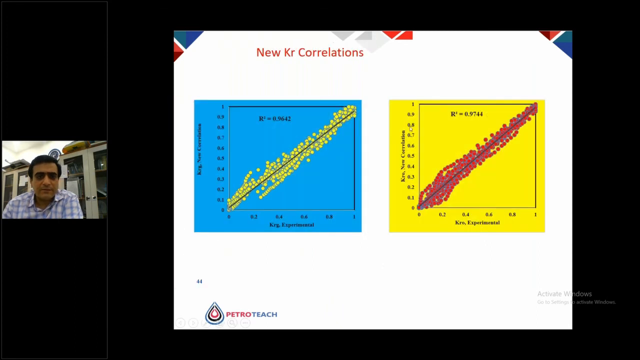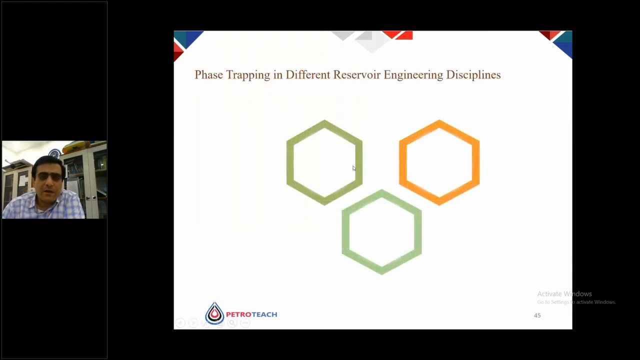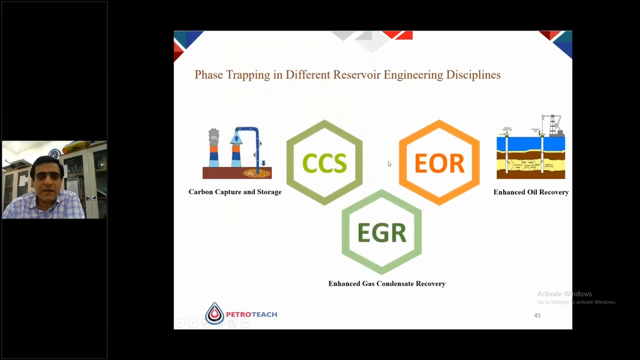And the match between the new correlation and the experimental data is shown in this slide. Again, we can see a good match between the proposed model and the experimental data is obtained. The last item I'm going to present you is the phase trapping.